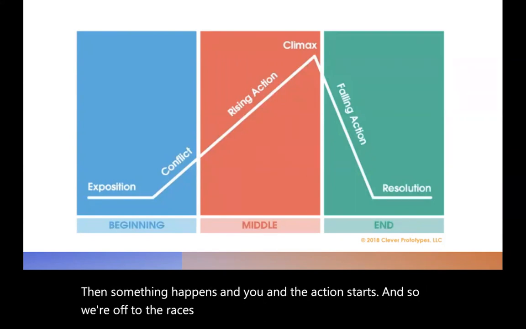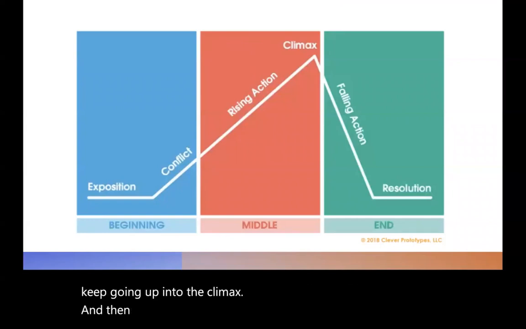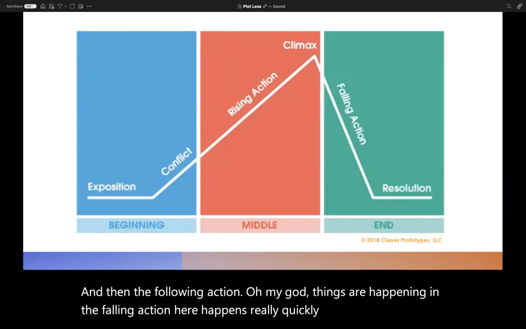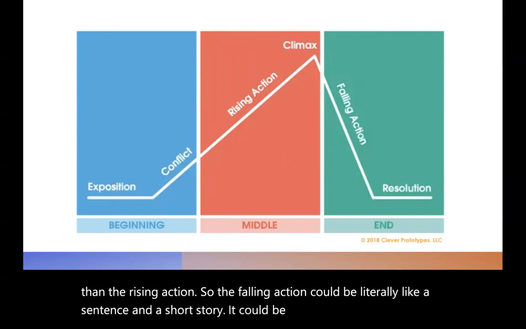And we keep going, and just like a train up a hill, we keep going up into the climax, and then the falling action. Oh my God, things are happening. And the falling action here happens really quickly. It happens quicker than the rising action. So the falling action could be literally like a sentence in a short story. It could be really, really quick.